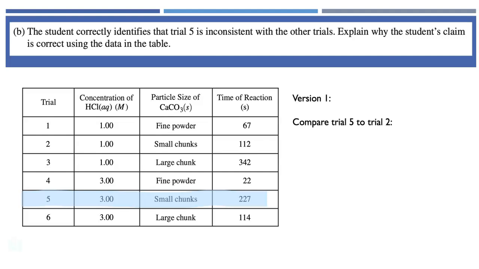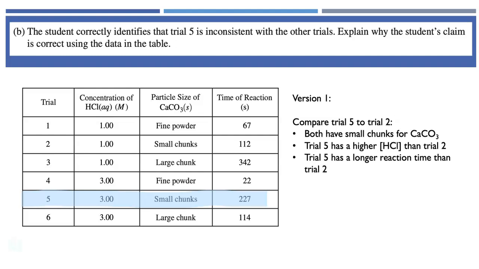Here's my first version. In the first version, I'm going to compare trial 5 to trial 2. All right? Both have small chunks for the calcium carbonate. Trial 5 has a higher hydrochloric acid concentration than trial 2. But when I look at the times, trial 5 has a longer reaction time than trial 2. And this doesn't really make sense. How do I know this?